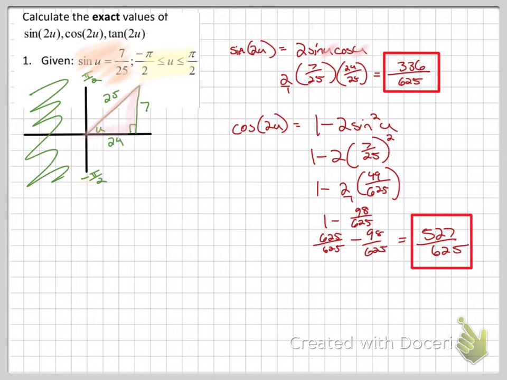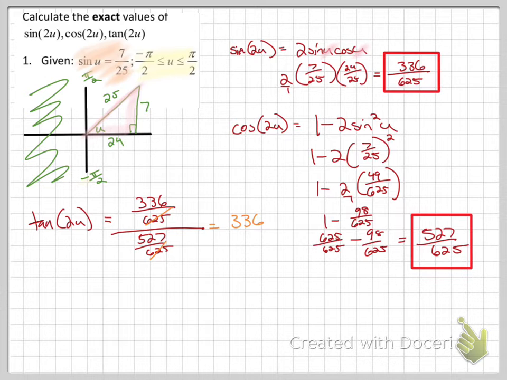Now that I'm doing tangent 2u, since I've already done sine and cosine, let's just take those answers and put them on top of each other, right? Tangent 2u is sine 2u over cosine 2u. Well, since they're both over the 625, the 625s cross out. You could flip and multiply, right? And you just get 336 over 527. That's the answer to tangent 2u. Notice how the denominators for sine 2u and cosine 2u were the same. If that doesn't happen, you did something wrong.